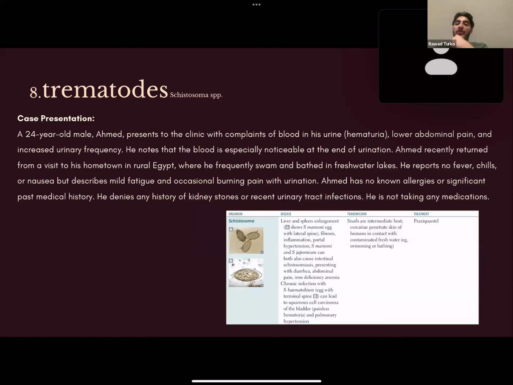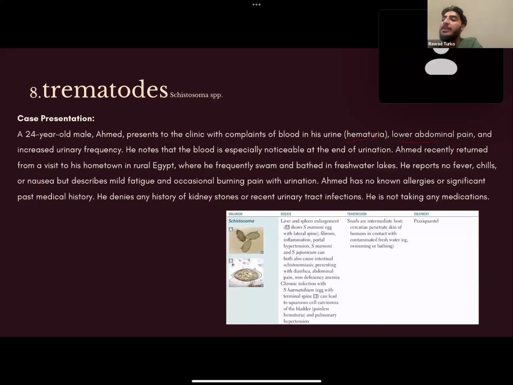Okay. So a 24-year-old male, Ahmed, presents to the clinic with complaints of blood in his urine. Okay, immediately we know what it is. Lower abdominal pain and increased urinary frequency. He notes that the blood is especially noticeable at the end of urination. Recently traveled to Egypt where he swam and bathed in freshwater lakes.